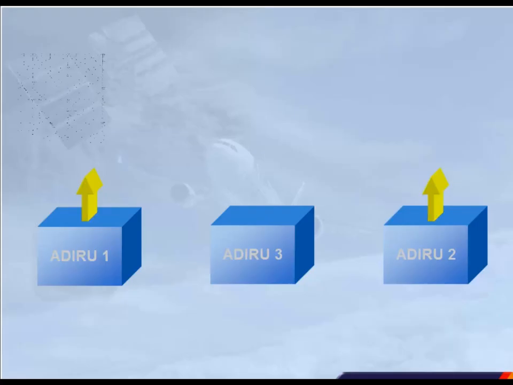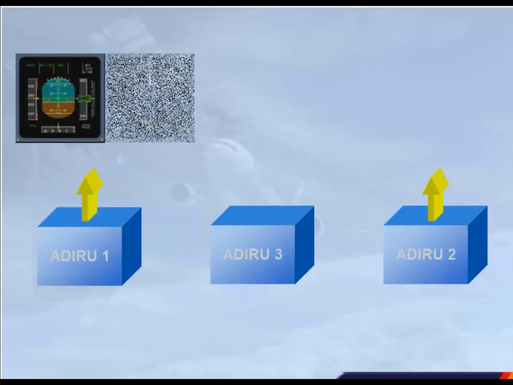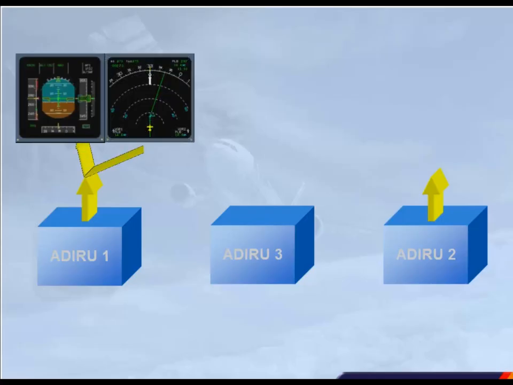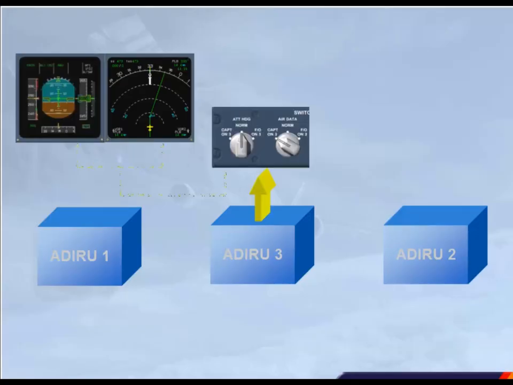In the EFIS system, ADRU 1 supplies the captain's EFIS, and ADRU 2 supplies the first officer's EFIS. ADRU 3 is available as a standby to either EFIS system via the switching panel. Use of the switching panel will be covered in the abnormal section.